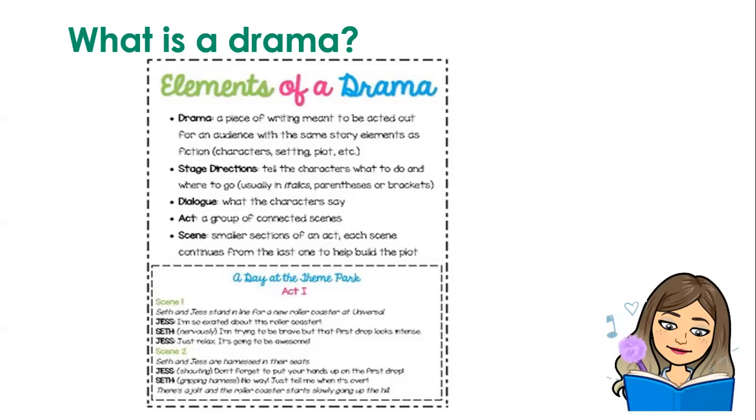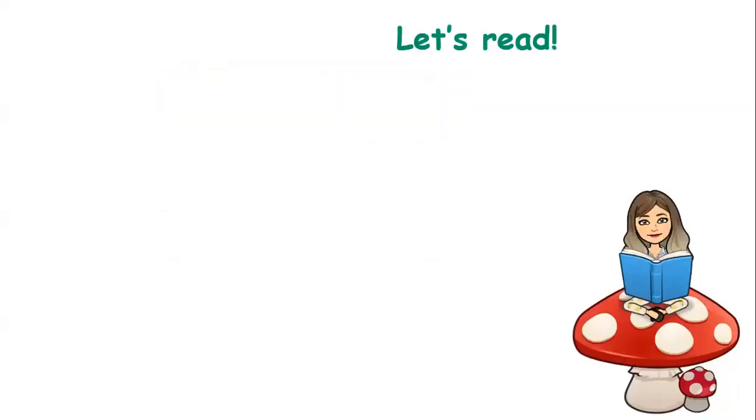We also see dialogue, like we just talked about, that tells us what the characters are saying. We see acts in dramas. Those are groups of connected scenes. And a scene is a smaller section of an act. Each scene continues from the last one to help build on the plot. All right, so we're going to get ready now to read A Mad Tea Party. Let's get started.